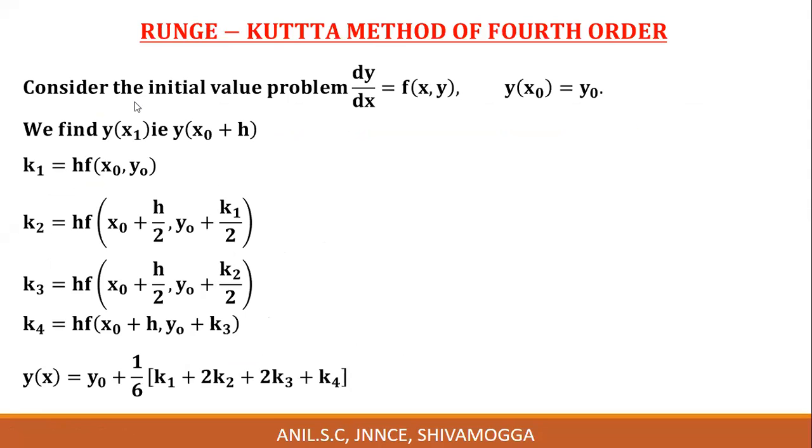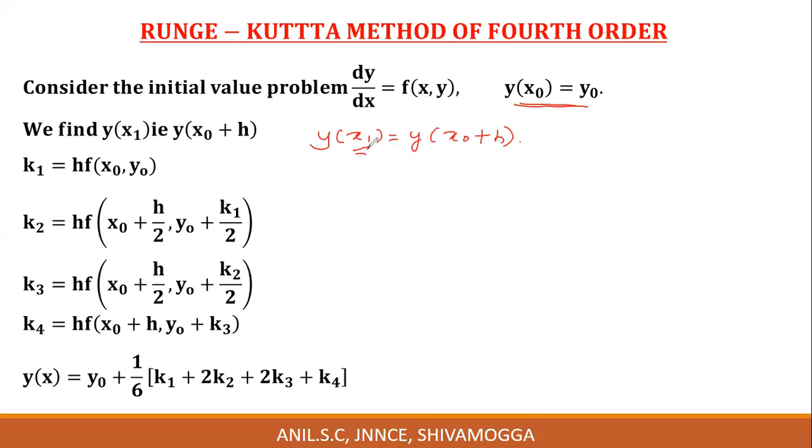Consider the initial value problem dy by dx is equal to f of x comma y, with initial conditions x is equal to x naught and y is equal to y naught. It is the same kind of problem which we solved in the earlier classes. We find y of x1, where x1 is given by x0 plus h.